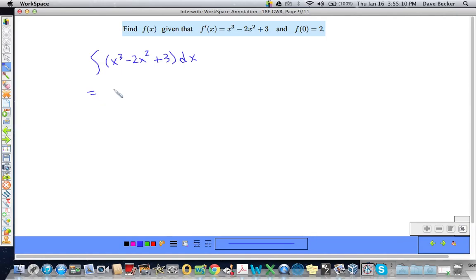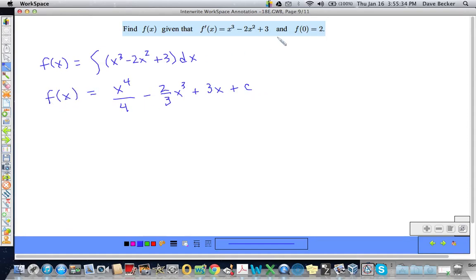getting to be pretty simple for you right now. So that's going to be x to the 4th. Why don't I just put f of x equals this right now? That'll make it easier. So x to the 4th over 4 minus, that's going to be 2/3 x cubed plus 3x plus some constant c, and that's f of x.